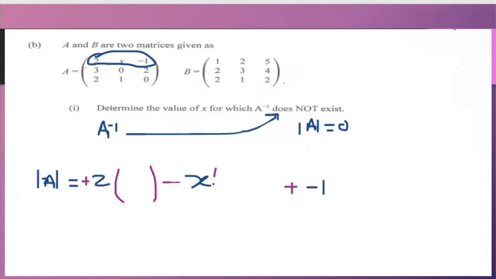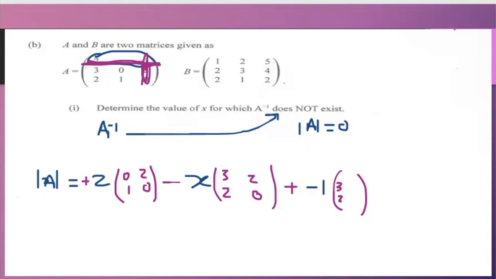Next, I am going to get my 2 by 2 matrices by removing a row and column. So remove the first row and the first column. I have a 2 by 2 matrix, which is 0, 2, 1, 0. Next, I remove the first row and the center, the second column, and I will have 3, 2, 2, 0. Next, I remove the first row and the last column, and what I have here is 3, 2, 0, and 1. Now my next step is to find the determinant of each 2 by 2 matrix.